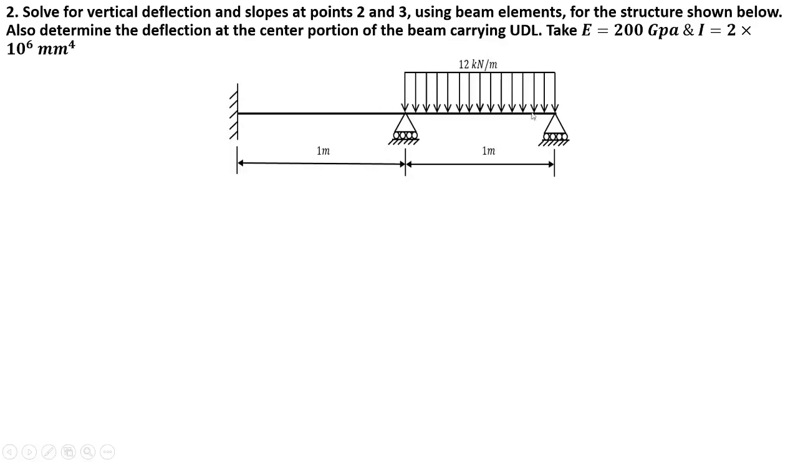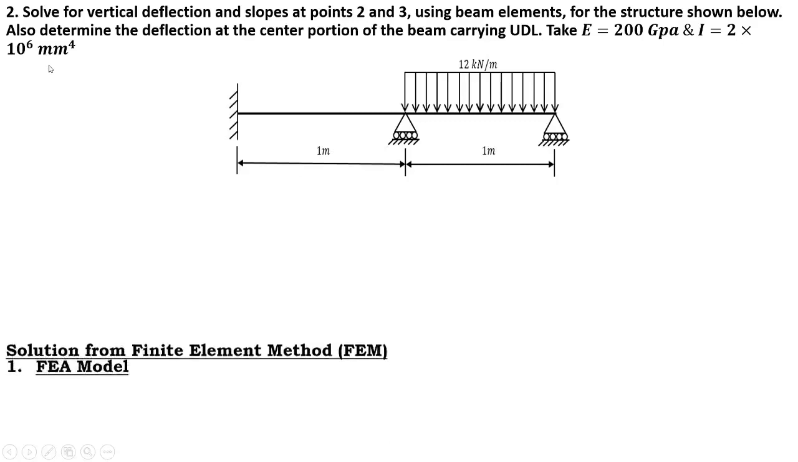So for the second portion of the beam which is carrying UDL, I need to calculate the maximum deflection at the center, at a distance of 0.5 from this roller, or from this fixed end at a distance of 1.5 meter. And it is mentioned to take E equal to 200 gigapascal and I equal to 2 into 10 to the power of 6 mm raised to 4.